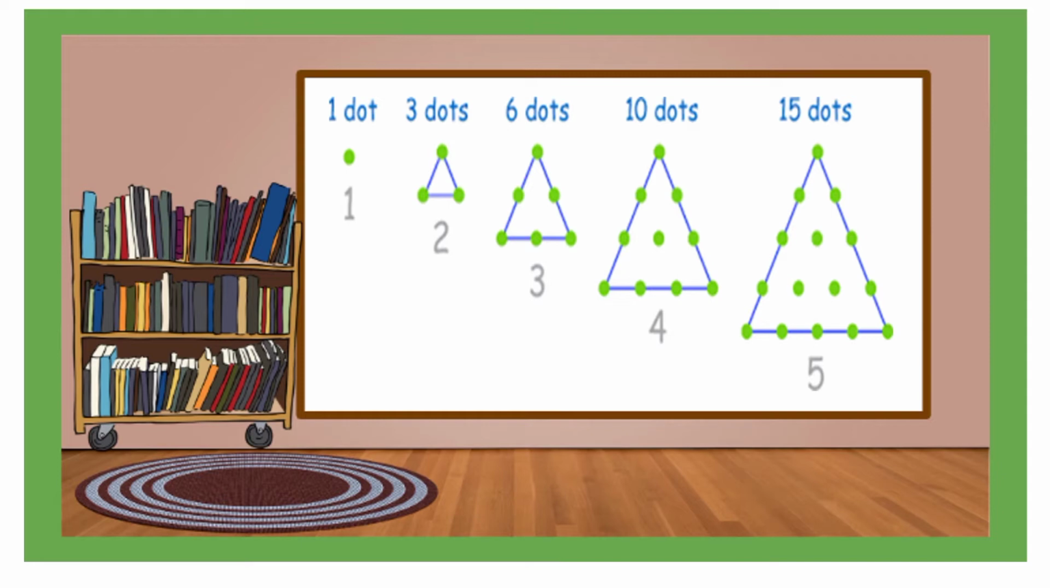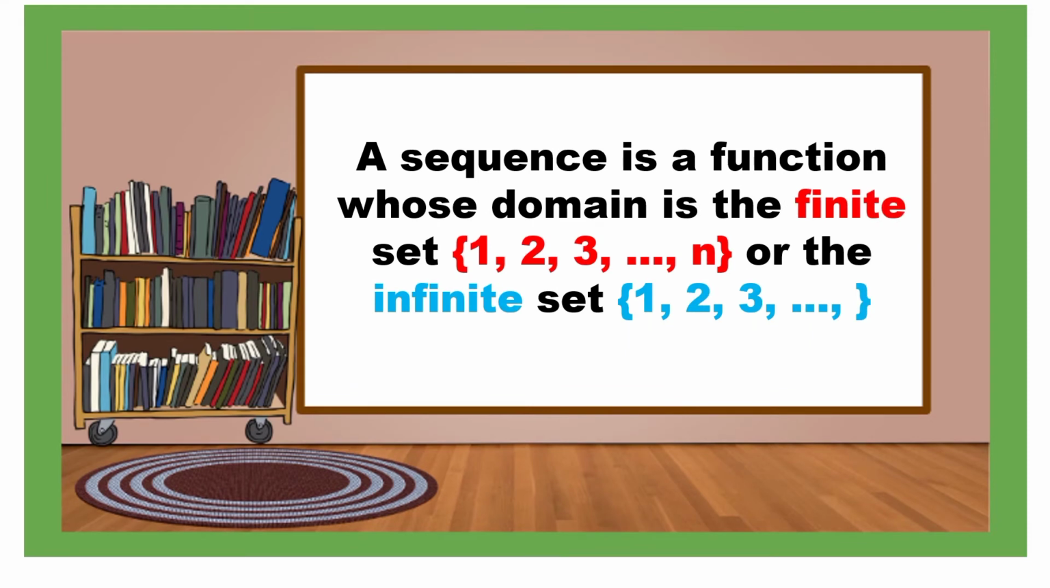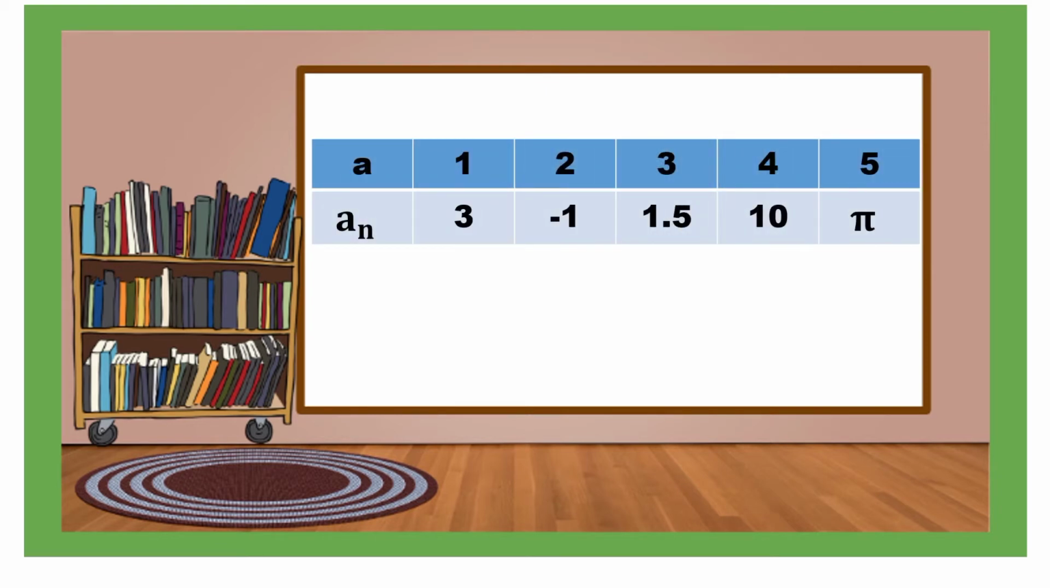A sequence is a function whose domain is the finite set 1, 2, 3 up to n, or the infinite set 1, 2, 3 up to infinity. Let's consider the set of values. The finite sequence has 5 terms. We may use the notation a sub 1, a sub 2, a sub 3, a sub 4, and a sub 5 to denote a1, a2, up to an respectively.